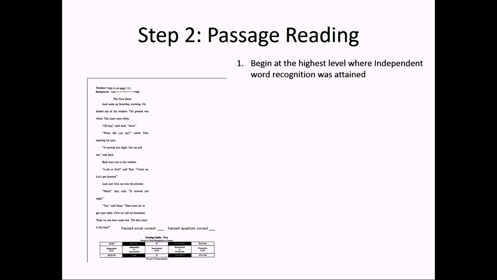The first one: Jack woke up Saturday morning. He looked out the window. The ground was white. The trees were white. So if the child makes any mistakes, you do the same kind of miscue marking that we did for the GORT.